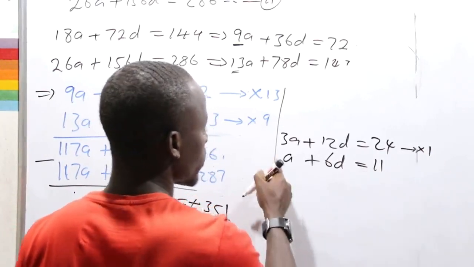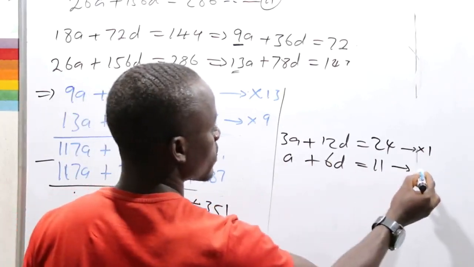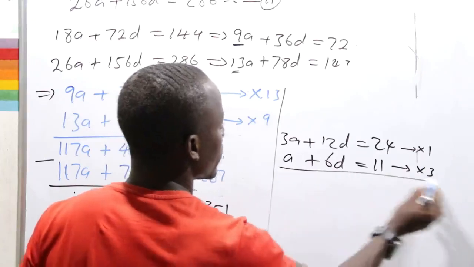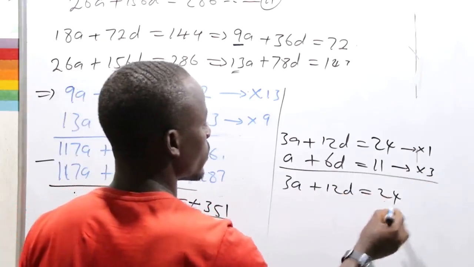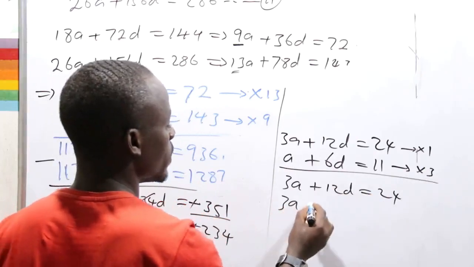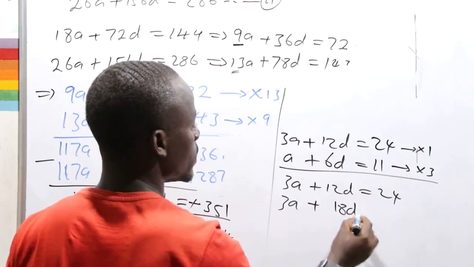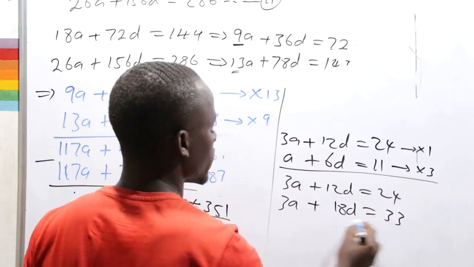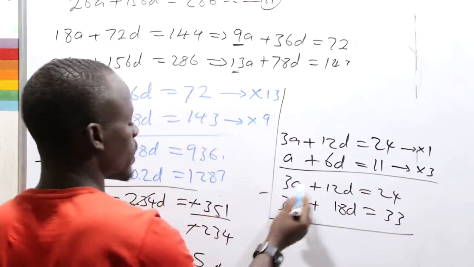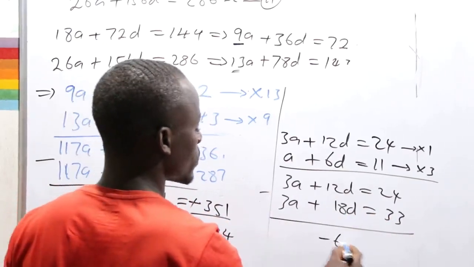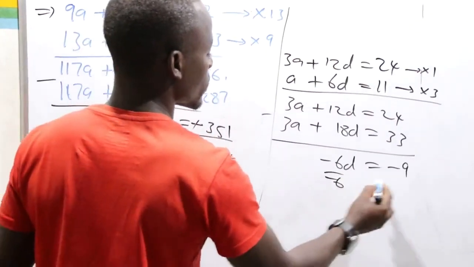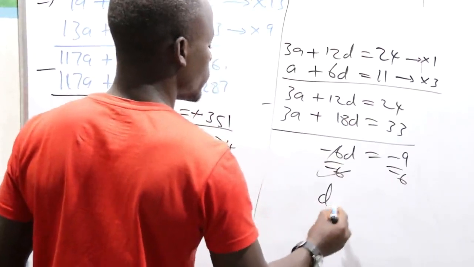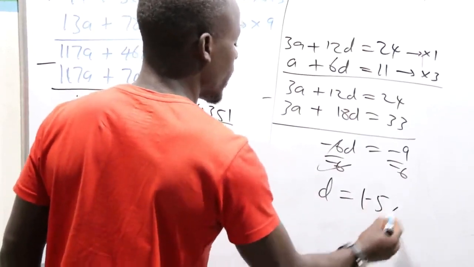And then from here, if you still want to use the elimination method, we multiply this one by 1, since the coefficient of a is 1 here, and we multiply this one by 3. Then you now have 3a plus 12d equals 24. This one will give us 3a plus 18d equals 33. So if you subtract, this one will be 0, this will give us minus 6d, and this will be minus 9. If you divide by minus 6, our d will still be 1.5.